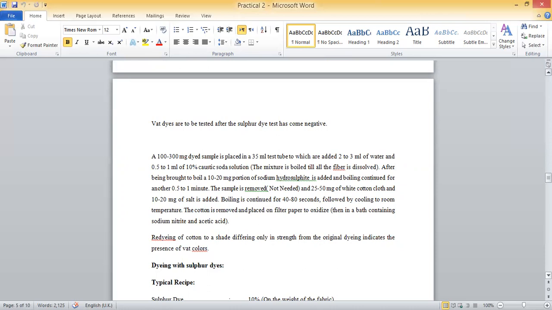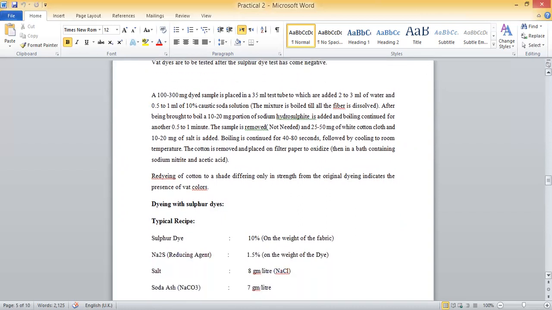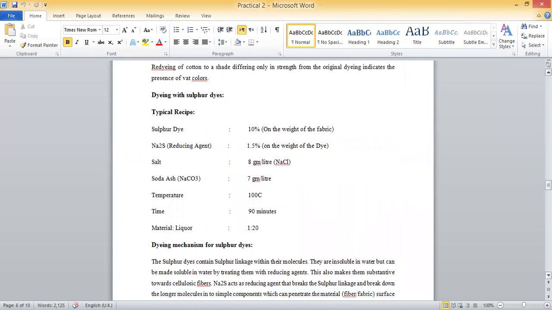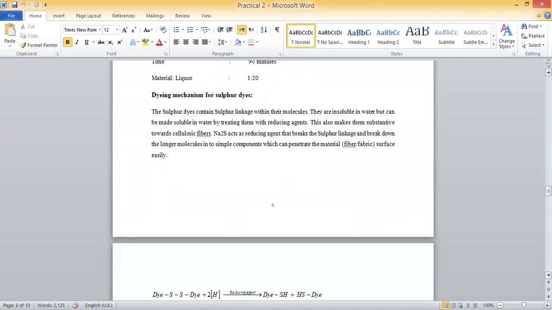Re-dyeing of cotton to a shade differing only in strength from the original dyeing indicates that the vat colors are present. Now we'll talk about sulfur dyes. So a typical recipe of dyeing with sulfur dyes is shown. We'll head towards the dye mechanism of sulfur dyes.